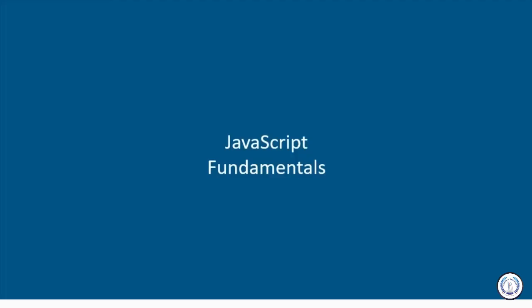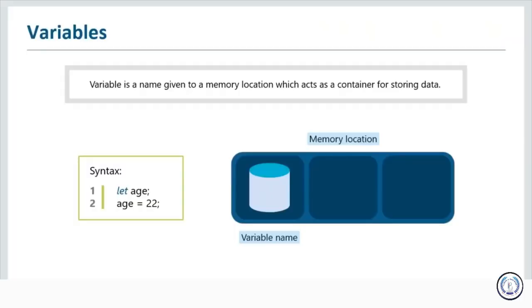I'm going to discuss variables, constants, and a few other concepts over here. Okay, so what are variables? Variable is a name given to a memory location which acts as a container for storing data. Now, what does this mean? Let's say that I want to define a variable called name and I want to store a name in it. Let's say the name is Edureka. Okay, so I'm going to declare a variable called name and I'm going to store Edureka in that variable. So name is the name of the variable and Edureka is the value of this variable.